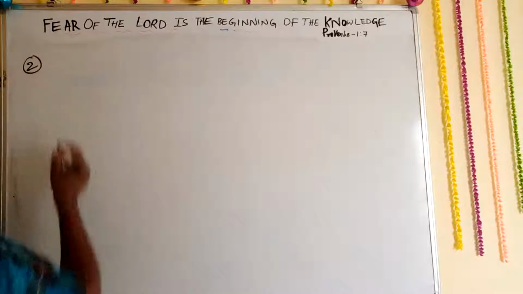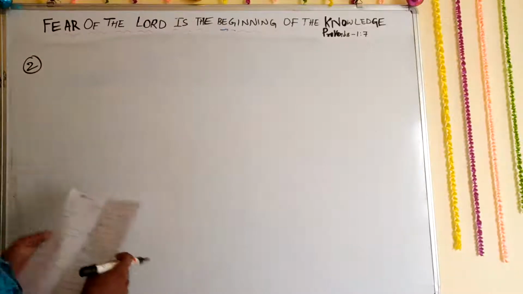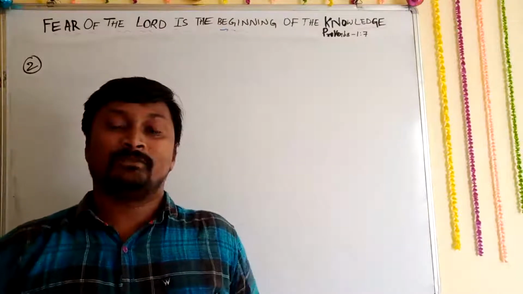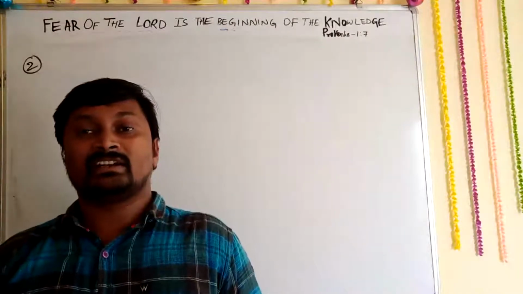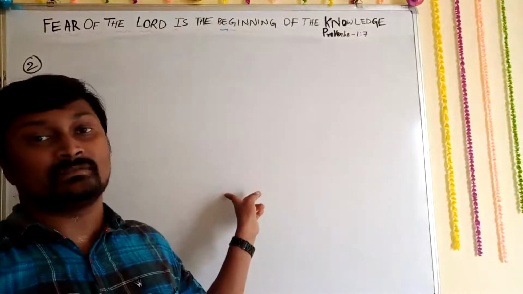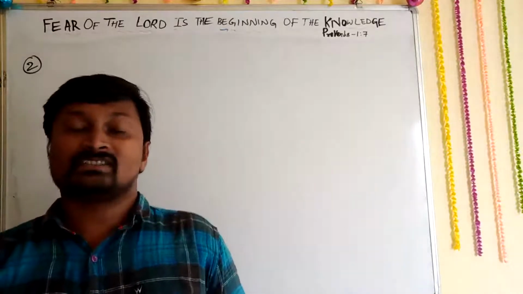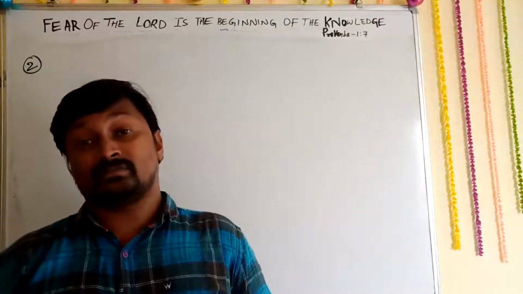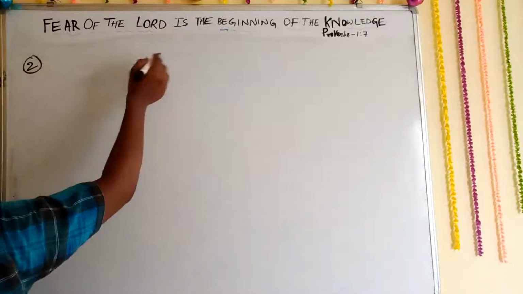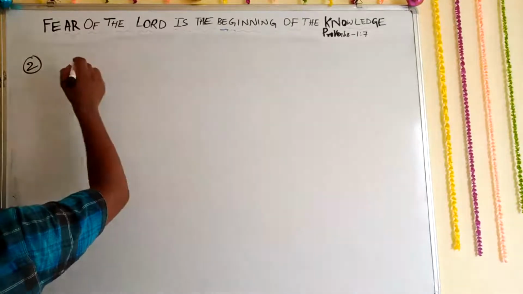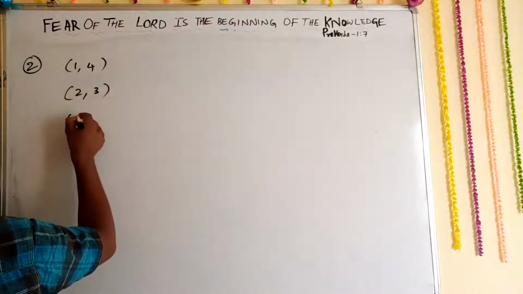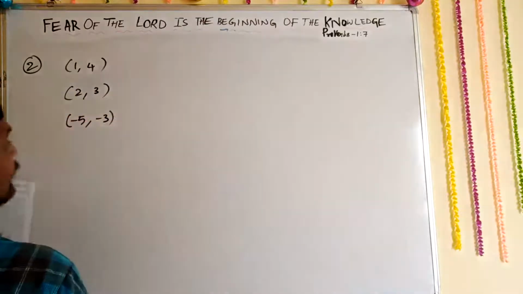Our second question: use a determinant to find the area of the triangle. Listen to this carefully. If they say use a determinant to find the area of a triangle, you have to use only that determinant formula, no other method. Just to confuse you, they will tell you to use determinant. Okay. So now we go for it. Use the determinant to find the area of the triangle whose vertices are 1, 4, 2, 3, minus 5, minus 3.